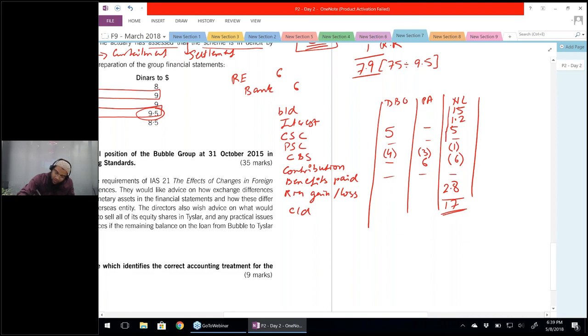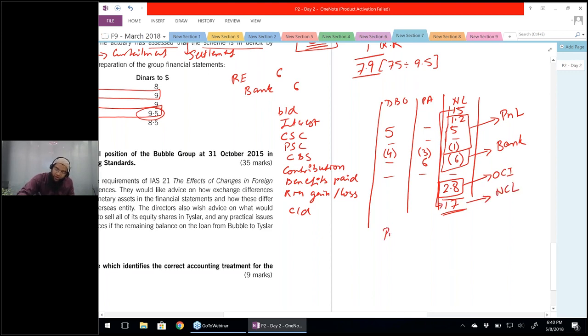The entry is going to be made where interest, current service cost, past service cost, and curtailment settlement is recorded in P&L, with the remeasurement gain or loss being taken to OCI, the contribution being paid against the bank, and the non-current liability increasing from 15 to 17, increased by 2 million.